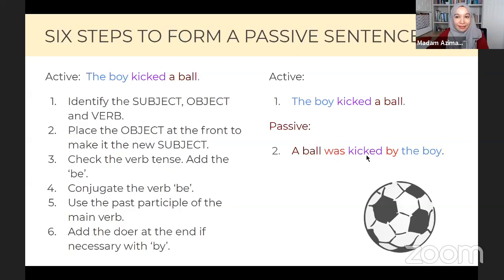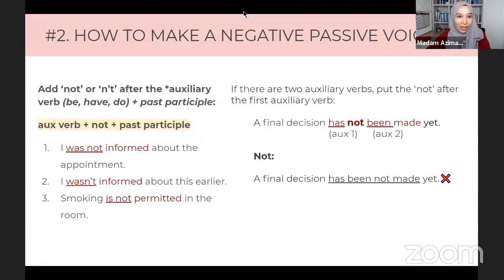Was kicked, because it's past tense. And then I add the by if I want to, and the boy if I want to. A ball was kicked by the boy. Is that clear, everyone? It's very, very simple, well done. All right.